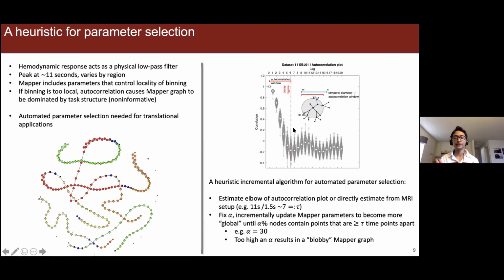So the idea is you fix some parameter tau, and then you incrementally make your Mapper graph more and more global until at least alpha percentage, alpha in this case was set to 30, until 30% of your final Mapper graph nodes contain 2 points that are at least tau acquisitions apart. The idea is that this acts as some sort of critical scale which makes sure that the graph is not completely driven by the autocorrelation structure of the hemodynamic response.